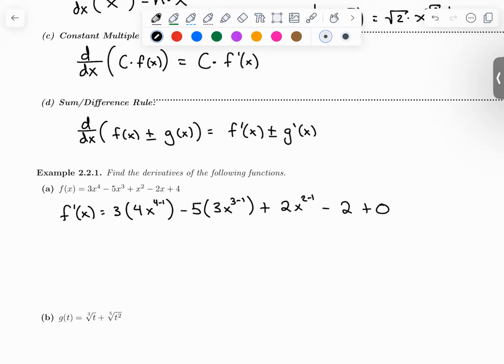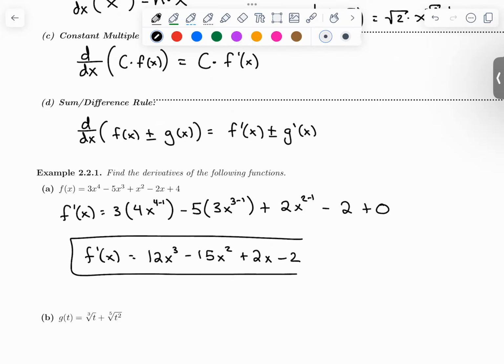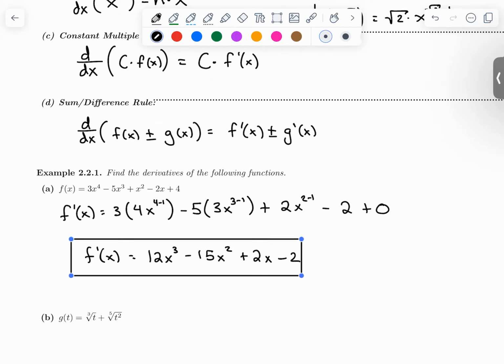If you feel comfortable skipping this step and going to the next one, which is the correct answer, that f prime of x equals 12x cubed minus 15x squared plus 2x minus 2. If you feel comfortable skipping to right there, I need you to be able to do that. Doing this would take way too long in the long run. We're going to be dealing with a lot more complicated derivatives, and that will just really bog you down.